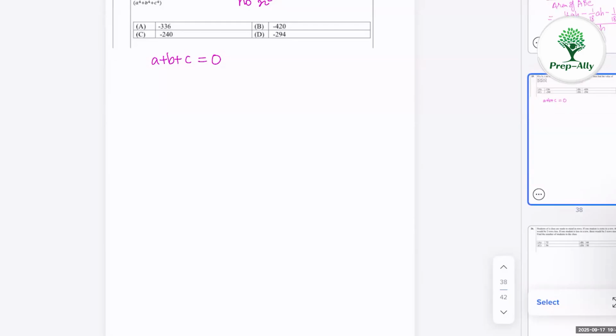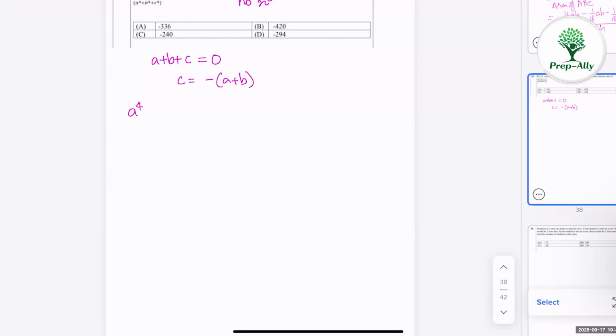And because a plus b plus c is 0, we can also write c as minus of a plus b, right? And what are we asked? We're asked a power 7 plus b power 7 plus c power 7 by a power 4 plus b power 4 plus c power 4.